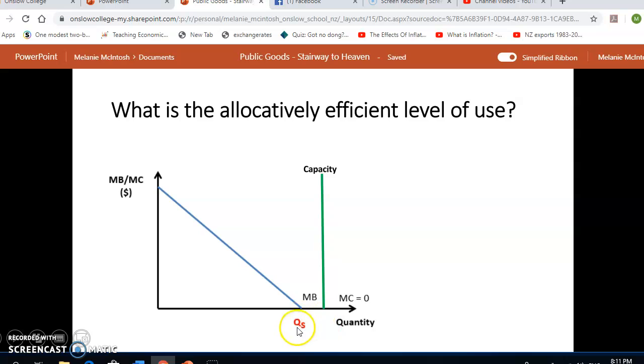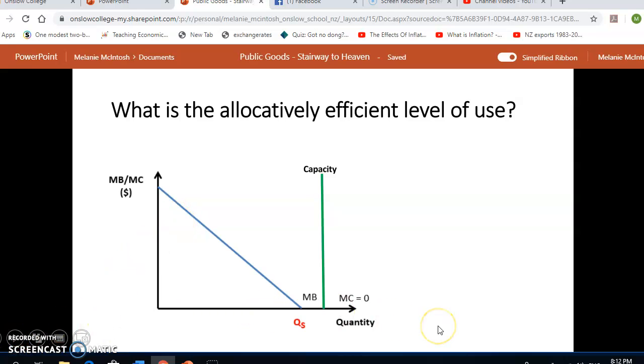Okay, so QS is here because that's where MB equals zero. And that's where allocative efficiency is achieved in the provision of this public good. So take a moment to think about that. You might want to pause and look at the diagram a bit. You ultimately would need to explain that, so you might want to rewind and try to put it into your own words.